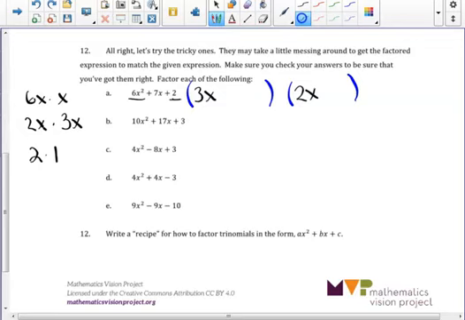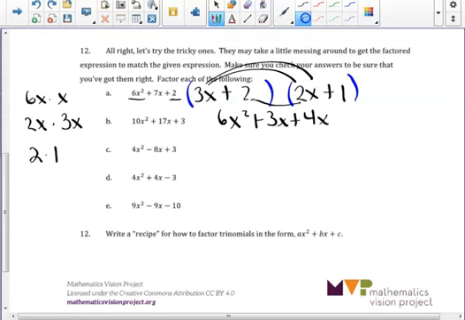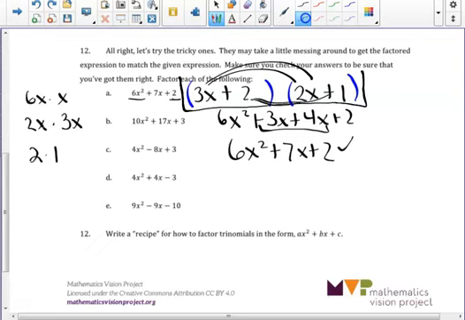What we will need to do is plug these values in so that we can see which ones work. If we plug in 3x plus 2 and 2x plus 1, we want to redistribute to make sure it's equivalent to our original function. 3x times 2x is 6x squared. 3x times 1 is 3x. 2 times 2x is 4x. And 2 times 1 is 2. When we combine our like terms, we see that 6x squared plus 7x plus 2 is indeed our original function. Therefore, we have factored this correctly and written it as an equivalent form.